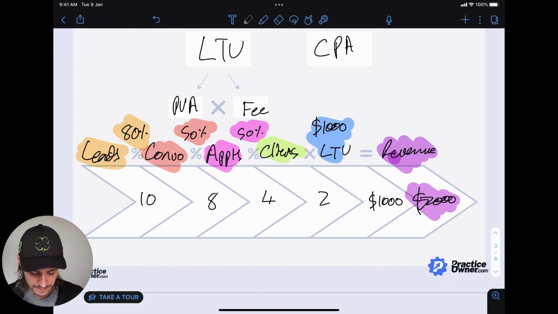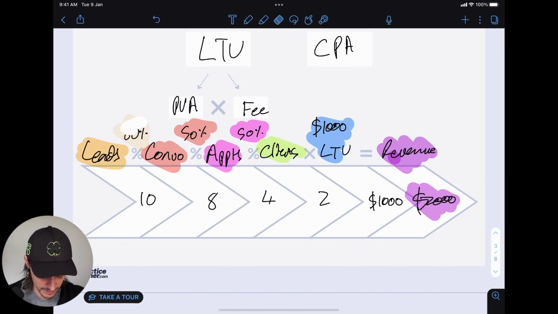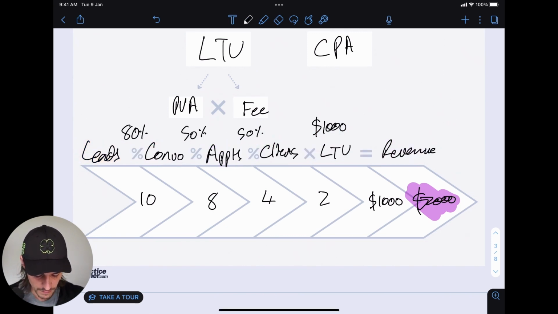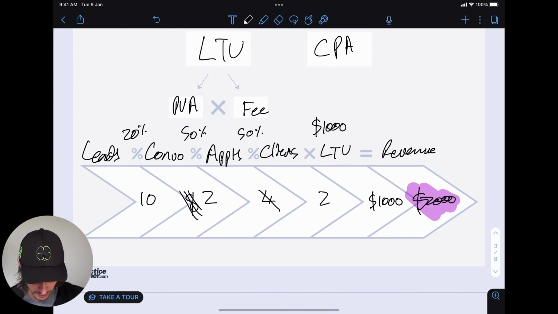So if I look at this and I think, well, what do I need to do to improve my revenue? Well, let's change some of this, okay? Let's say that my conversion rate from leads to conversations is only 20%, and I leave everything else the same. Then instead of 8 conversations, I'm going to have 2 conversations, right? And then 50% of those will turn into appointments. So I'm only going to have 1 appointment.